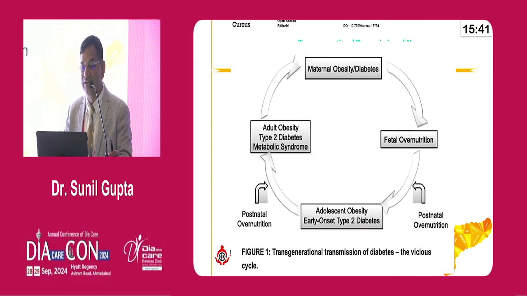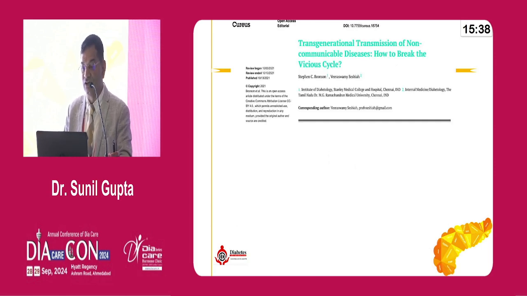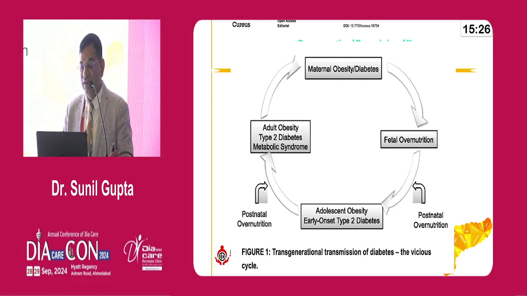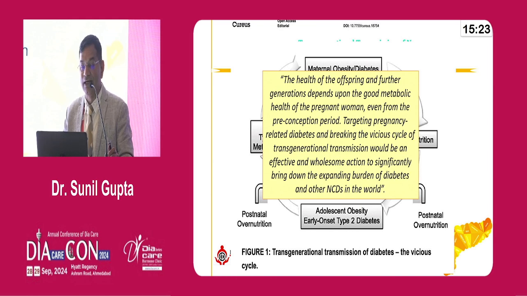So this transgenerational transmission of non-communicable disease goes from maternal obesity, fetal overnutrition, adolescent obesity, early onset type 2 diabetes, adult onset type 2 diabetes and metabolic syndrome, and this will continue, and this is to be taken care of by us as clinicians. The health of the offspring and further generations depends upon the good metabolic health of the pregnant women even from the preconception phase. Targeting pregnancy related diabetes and breaking the vicious cycle of transgenerational transmission would be an effective and wholesome action to significantly bring down the expanding burden of diabetes and other non-communicable diseases.